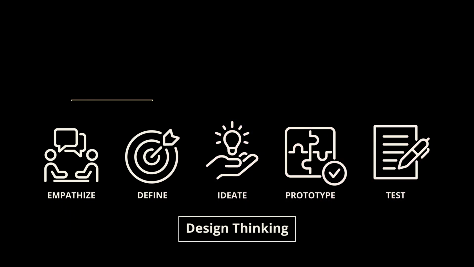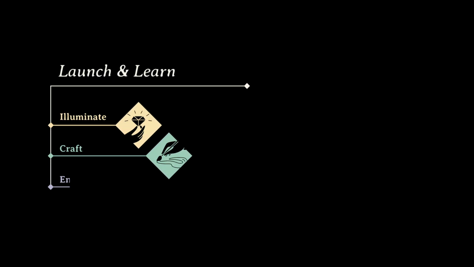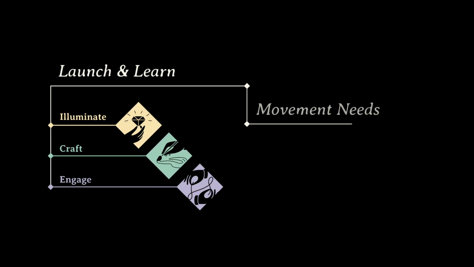Up through Engage, this will feel familiar if you've used design thinking or a design sprint. In design thinking, empathize and define fit inside Illuminate. Ideate and prototype fit inside Craft. And test maps to Engage when the work meets the public. Most processes focus on getting to launch and learning fast. Movements have to live with what happens after.